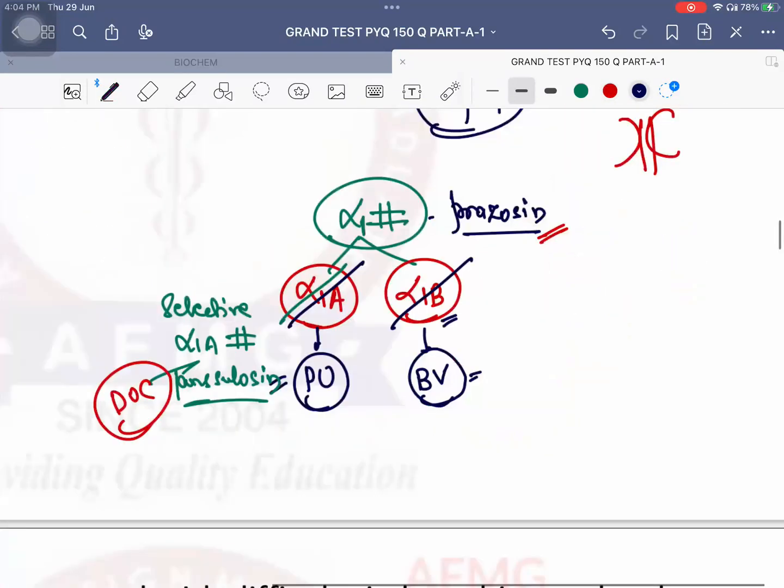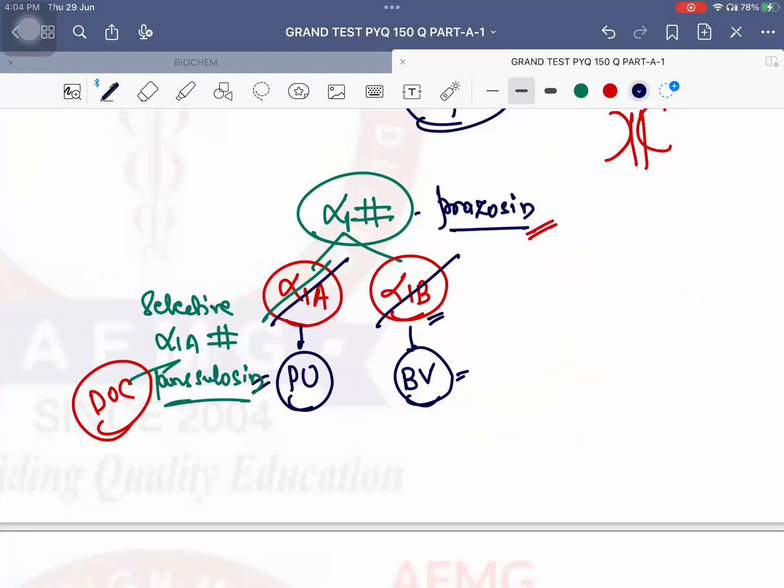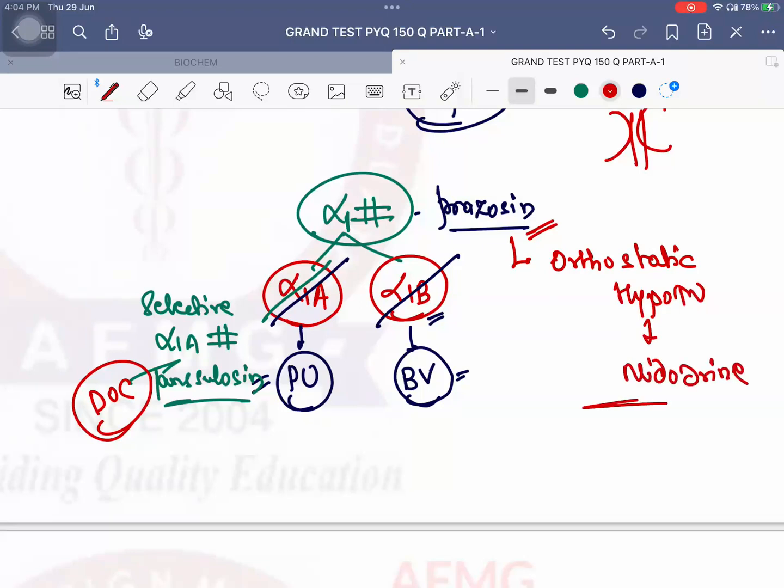Important, remember, sorry, important is prazosin causes orthostatic or postural hypotension. What is the drug of choice for that? Very good. Okay, so please remember, for orthostatic or postural hypotension the drug of choice you need to remember. Answer is midodrine. This was a previous year question as well.